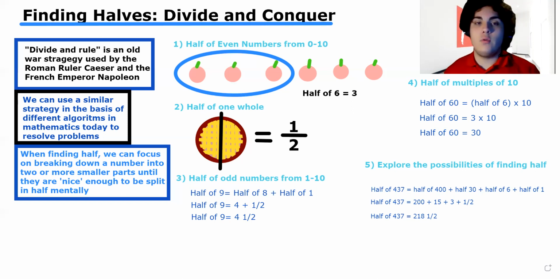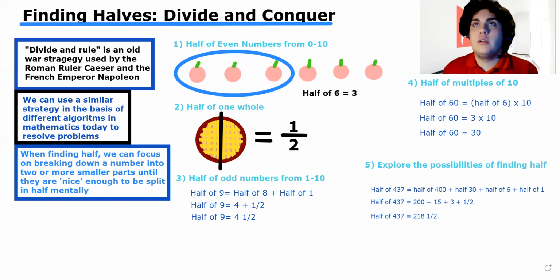So the first thing, of course, is to be able to find half of the even numbers between 0 and 10. So right here, I have drawn out 6 peaches or apples. I think they look a little bit more like peaches, but there's 6 of them. And what I'm going to do is take half of those peaches, and we get to see how many we have, right? And we see that in that circle of half of the peaches, there are 3 peaches, which would tell us that half of 6 is equal to 3.